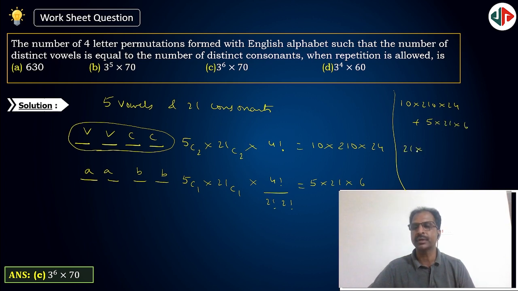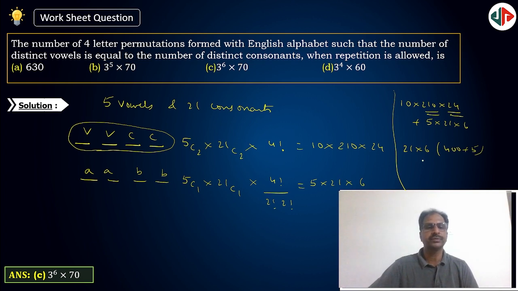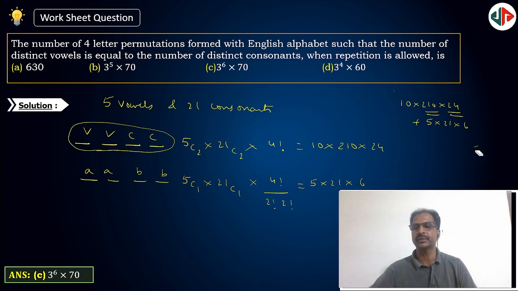So I can take 21 into 6 common. In 210 if I take 21 and in 24 if I take 6, what is left out? 10 here, 4 here. 10 into 4, 40, 400 plus 5. But how were the options, in terms of powers of 3? Let us write in powers of 3.